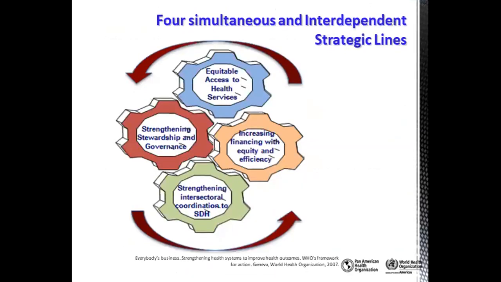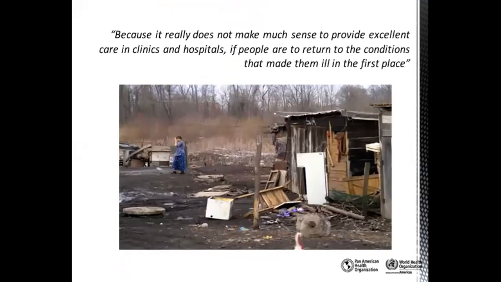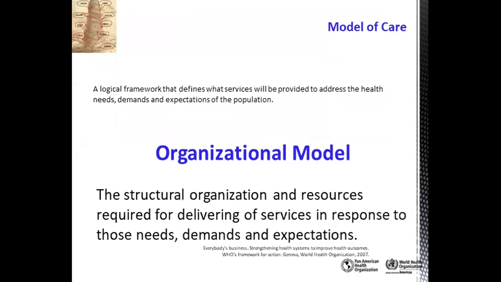Therefore, four simultaneous and interdependent strategic lines are given, which include equitable access to health services, increasing financing with equity and efficiency, strengthening intersectoral coordination for sustainable development of health, and strengthening stewardship and governance. Because it really does not make sense to provide excellent care in clinics and hospitals if people are to return into conditions that make them ill in the first place.